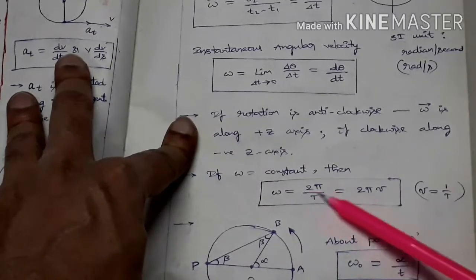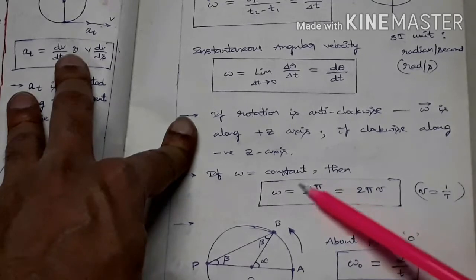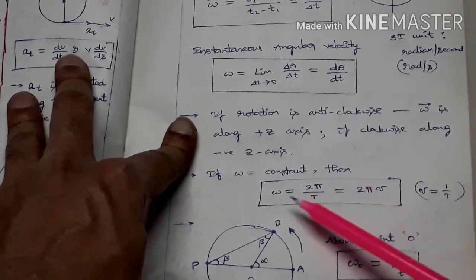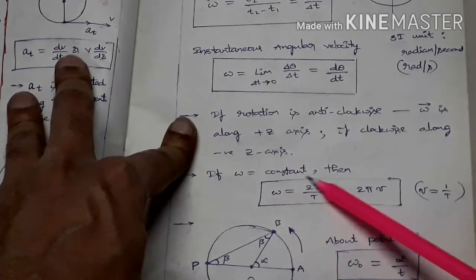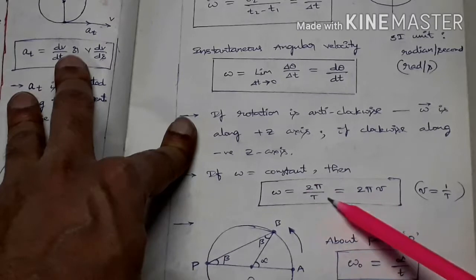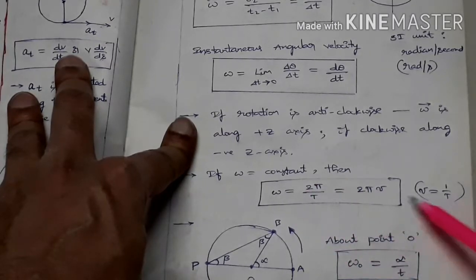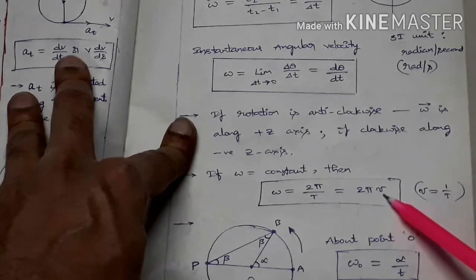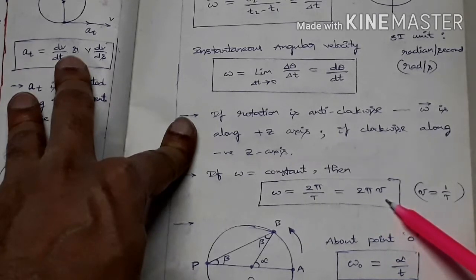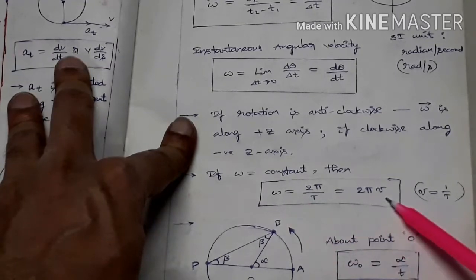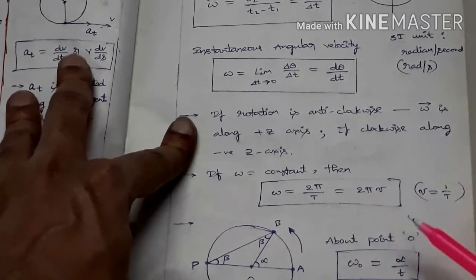2 pi is angular distance. Time is total time taken for this one. So omega equal to total distance. The velocity equal to distance by time. No? Velocity equal to displacement by time. Similarly, angular velocity omega equal to angular distance by time here. So omega equal to 2 pi by t. And 1 by t equal to nu. Therefore, this is equal to 2 pi nu. Whereas nu is linear frequency, while omega is angular frequency. So omega is angular frequency, nu is linear frequency. Okay.